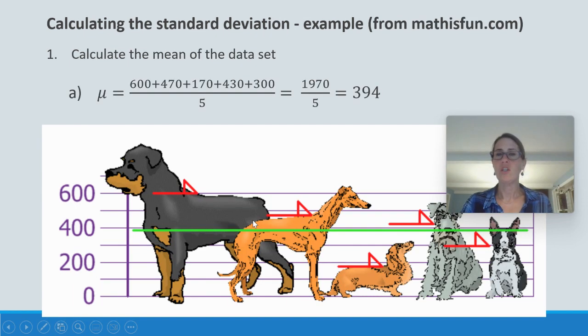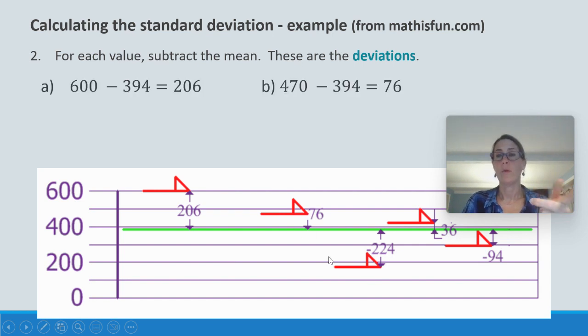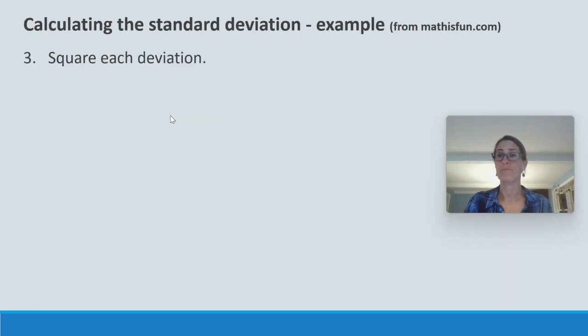Then we're going to take each of the individual dog heights and subtract 394 from those heights. So 206 is the difference between the tallest one and the mean, and then we have a deviation of 76. So here we have 600 minus 394, 206, 470 minus 394, 76. This is how we get all those individual deviations. And you can see we have some positive numbers and some negative numbers. And then the graph just shows you what we mean by the deviation, the distance from that data value to the mean, either above or below.